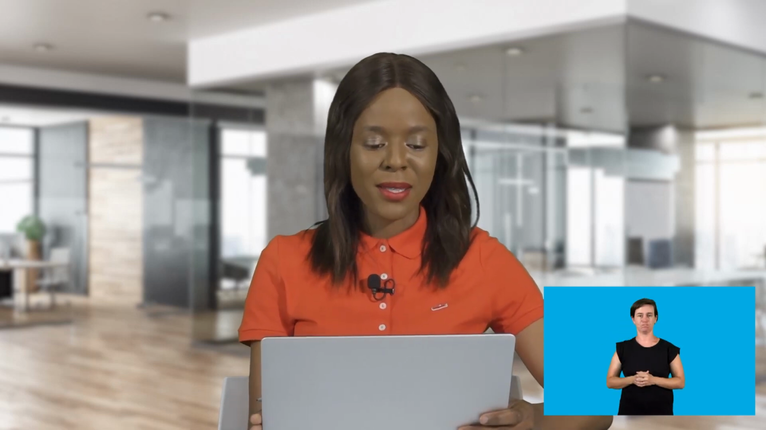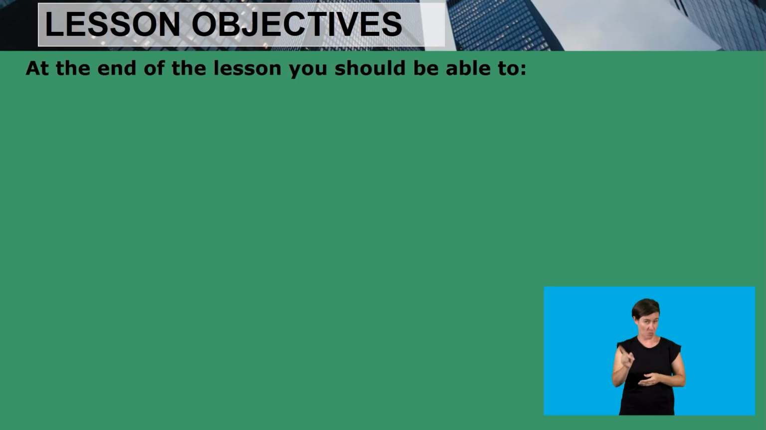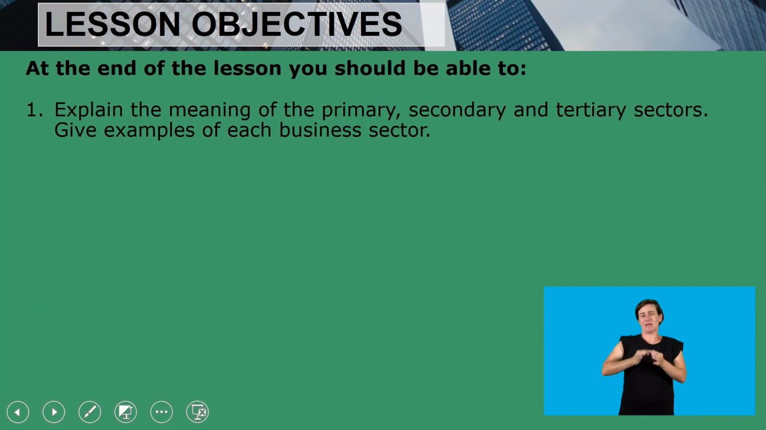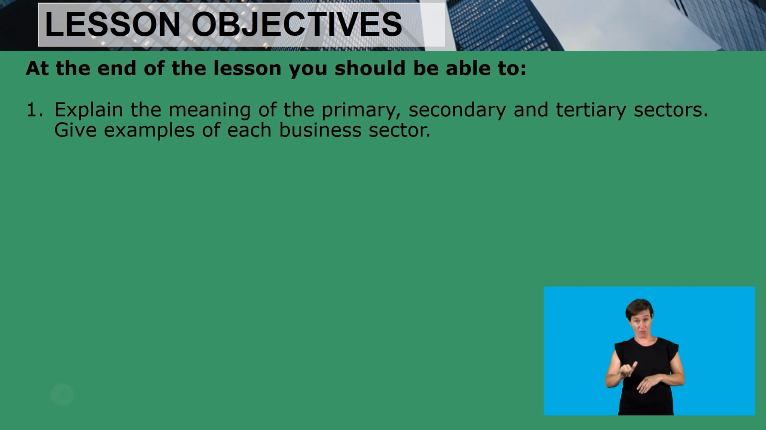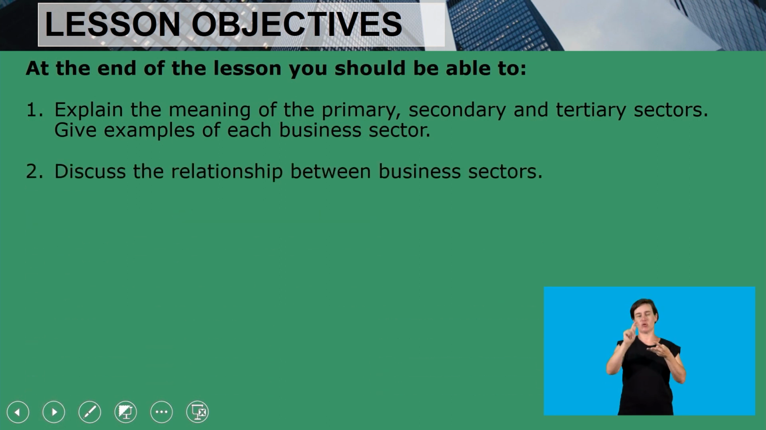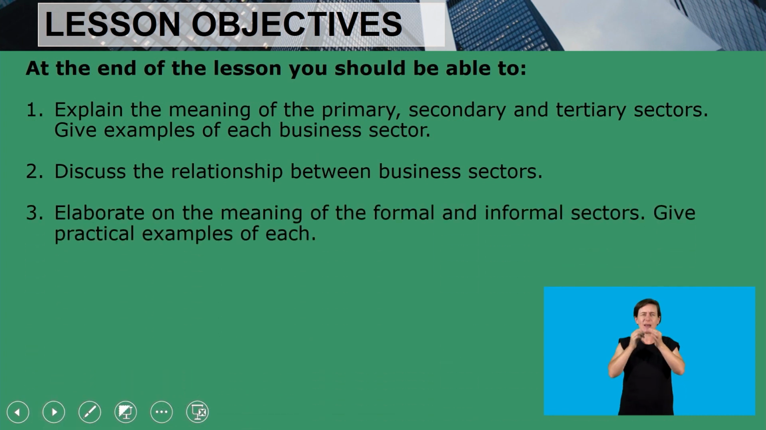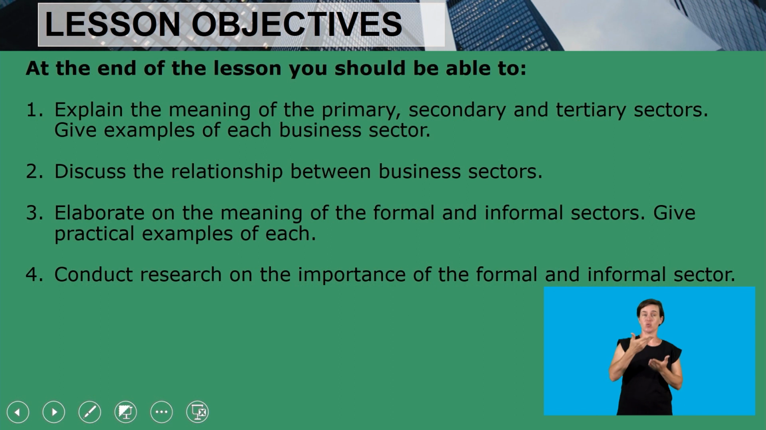Now, let's look at our lesson objectives. At the end of the lesson, you should be able to explain the meaning of the primary, secondary, and tertiary sectors. Give examples of each business sector. You should also be able to discuss the relationship between business sectors. You should also be able to elaborate on the meaning of the formal and informal sectors. Give practical examples of each. And you should also be able to conduct research on the importance of formal and informal sectors.